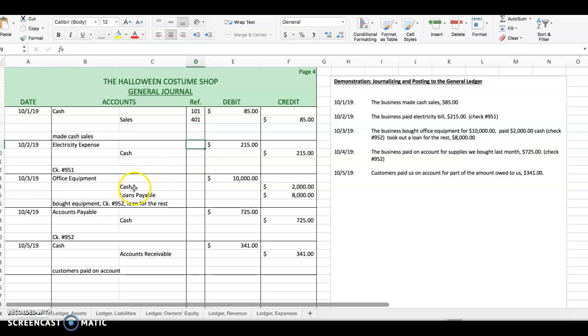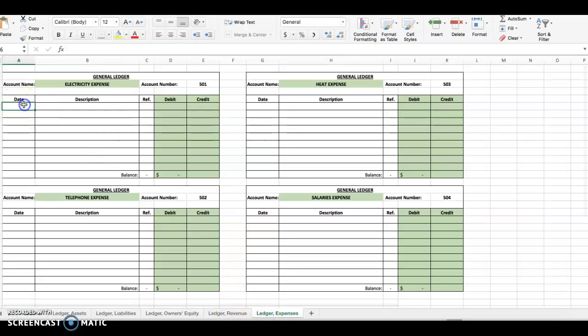Let's do a few more. Electricity expense debited on the 2nd of October by $215. We find electricity expense.